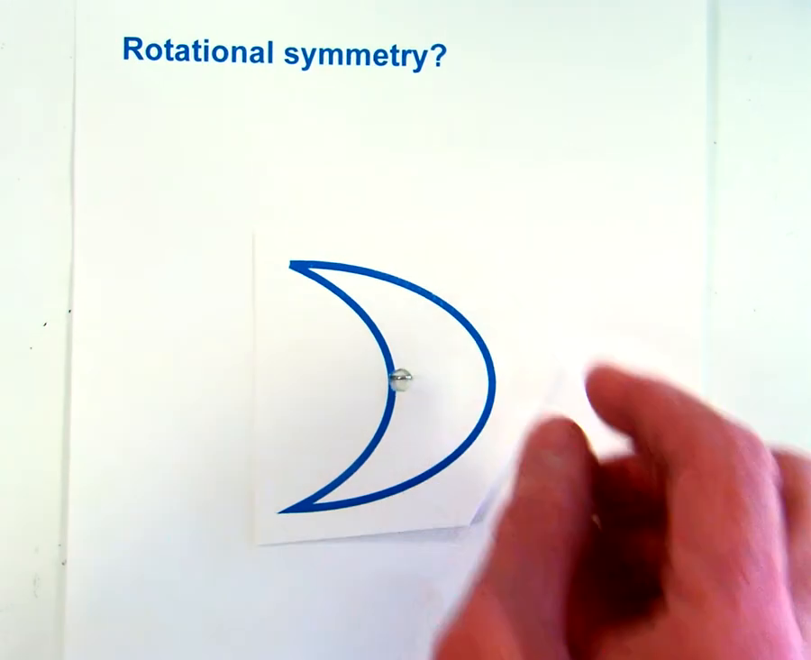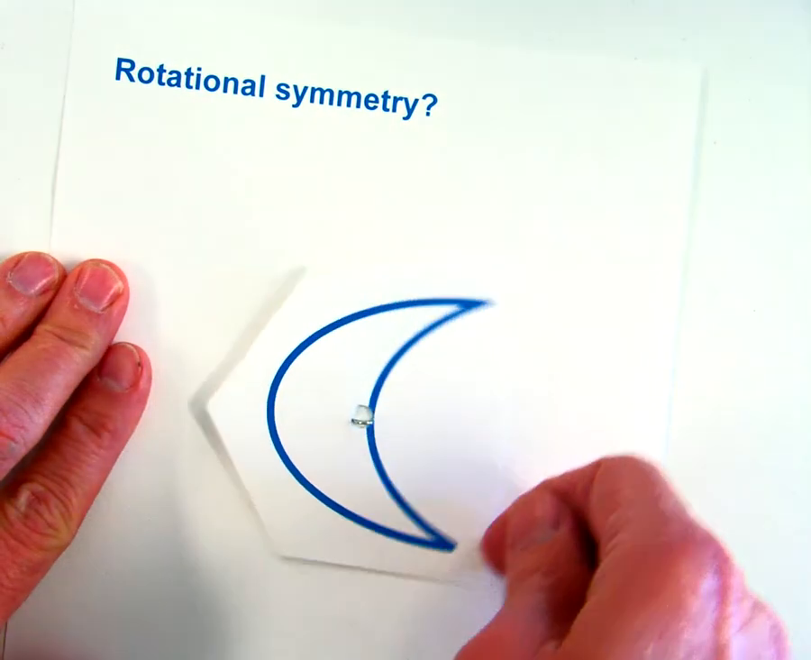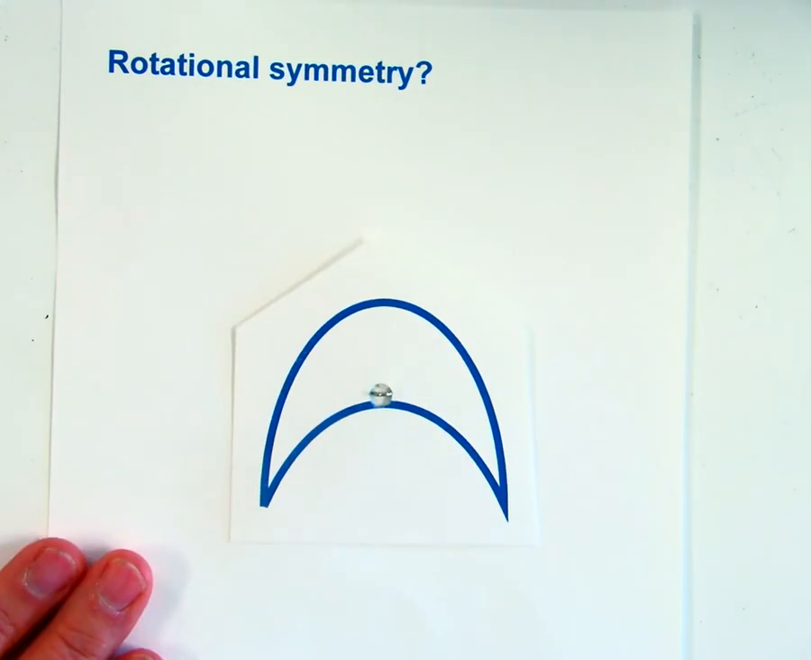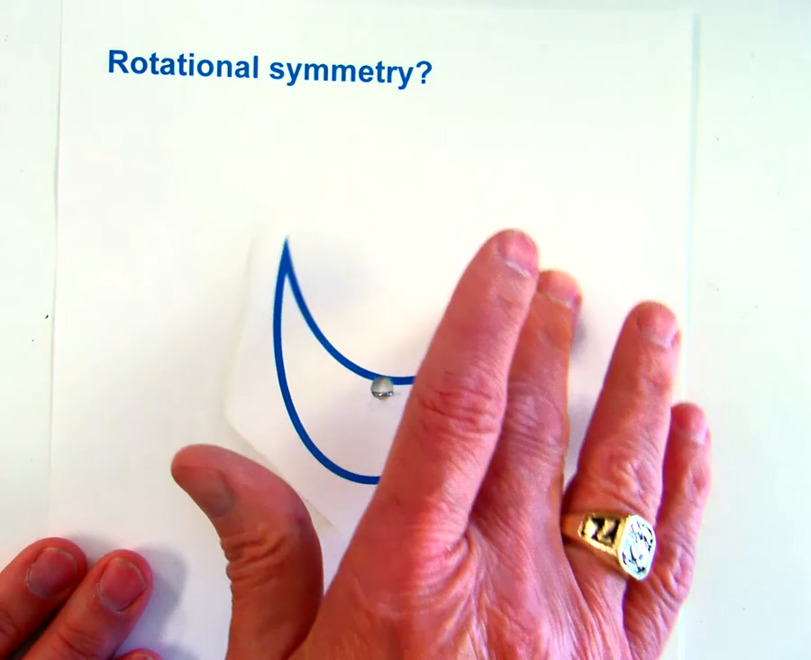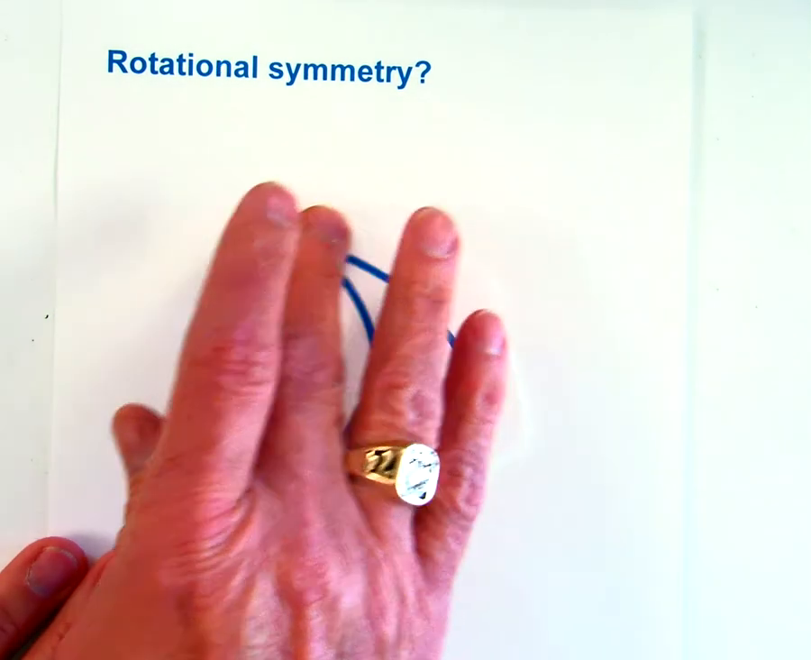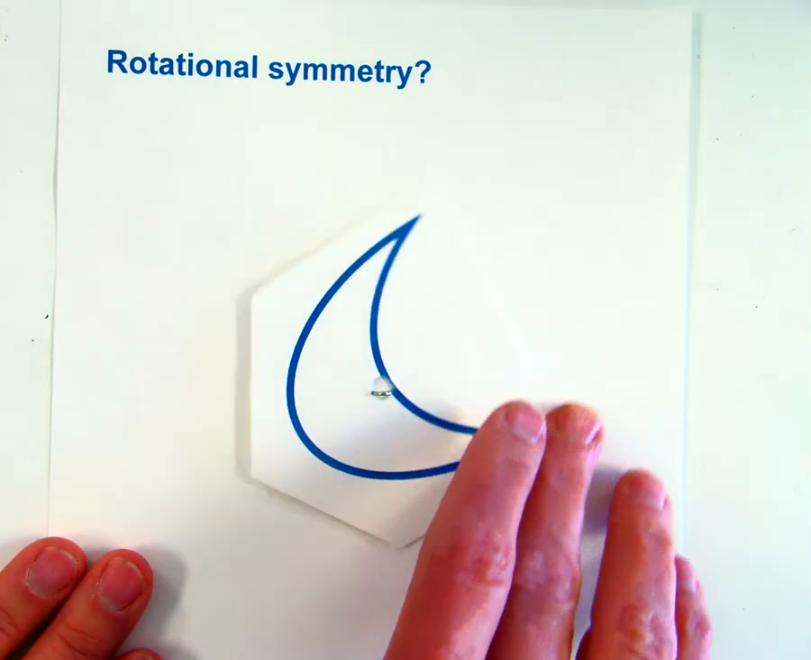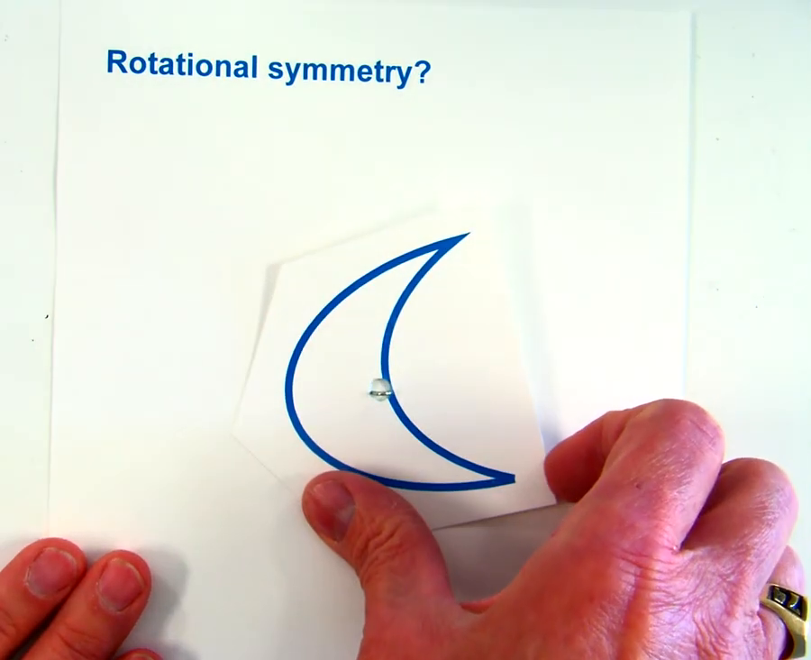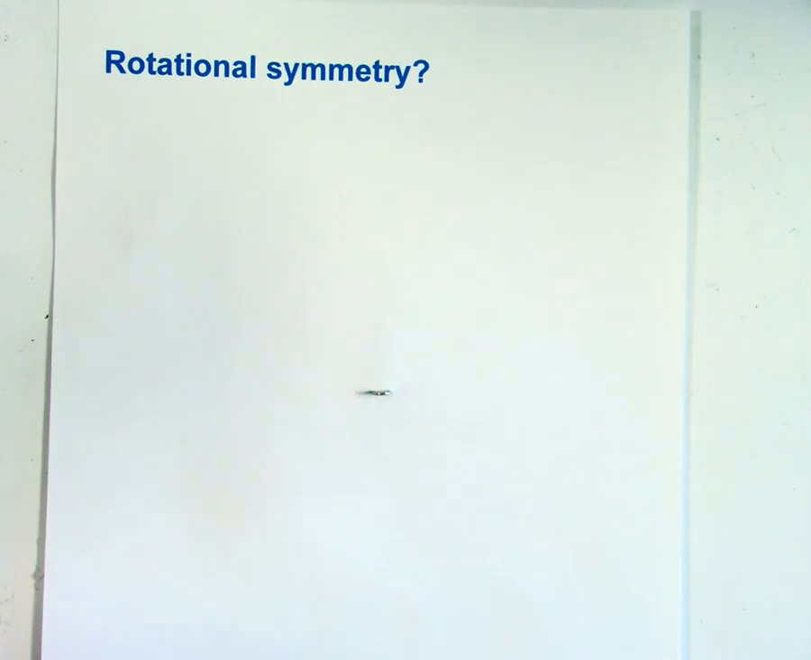Okay, how about this part of a smiley face or a moon or something? Okay, I'll start with it like this. Is it ever going to look the same as I rotate it? Here, I'll rotate it. Not looking the same. There's a smiley face. Still, no, doesn't look the same. Never looks the same. We say it does not have rotational symmetry because the only time it looks the same is when it comes back to the original.